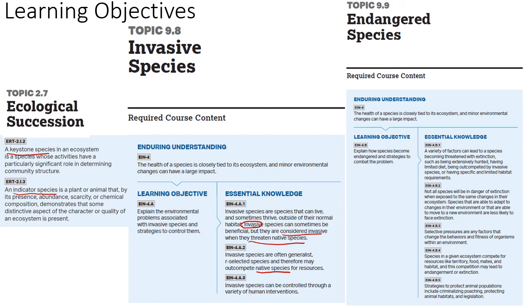Selective pressures are any factors that change the behavior and fitness of organisms within the environment. We've talked about that before, mostly ecological tolerances. With that, species in a given ecosystem compete for resources like territory, food, mates, and habitat, and this competition may lead to endangerment or extinction, again, something that we've talked about a lot before. Strategies to protect animal populations include criminalizing poaching, protecting animal habitats, and legislation.